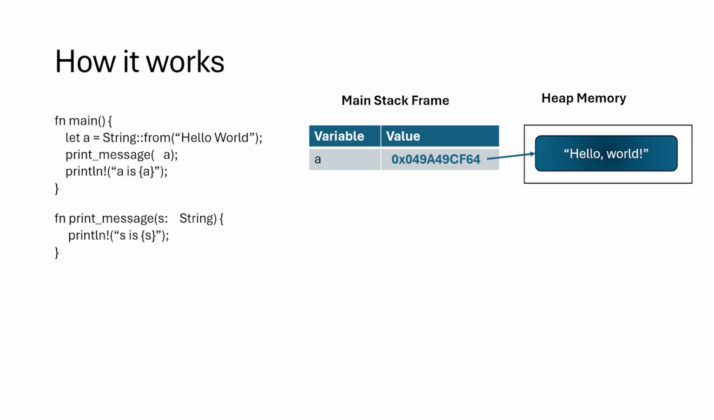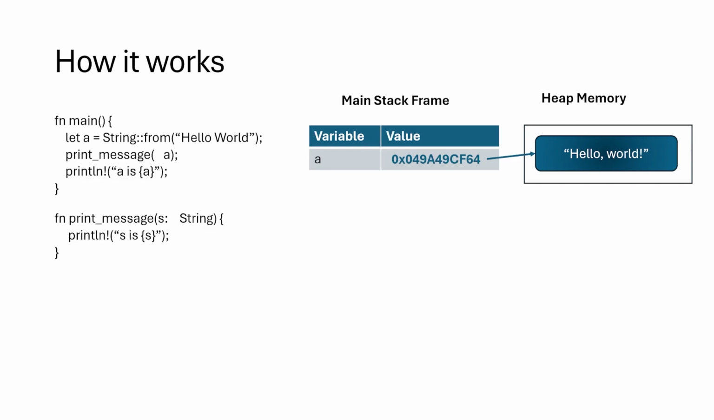And then if you look at print message, we're just expecting a string, right? Now, previously we understood this to be a move, because now we're saying swap the owner from A to S. And then inside of S, we can see that there's no return. So because there's no return, S is still the owner of the string hello world. When the scope for print message ends, S is destroyed. So is hello world on the heap.